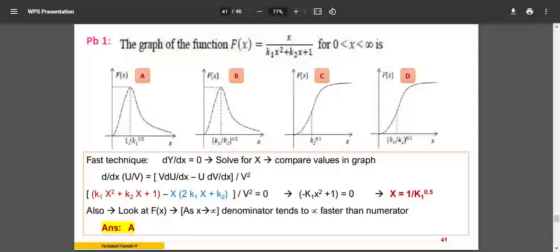For that, what should I do? I have to first take the first derivative, that is dy by dx, and equate it to 0. Then I have to solve for x. Then compare that value in the graph. Why? When I make dy by dx equal to 0 and solve, at that particular value of x there must be a minima or maxima for this particular curve.